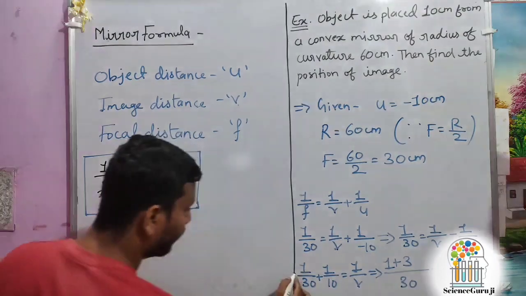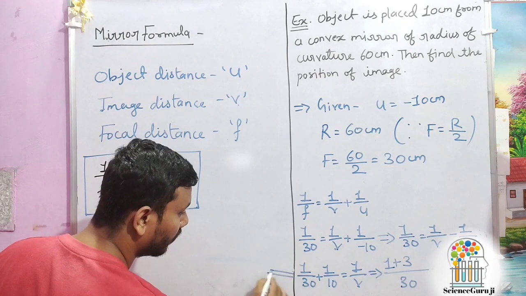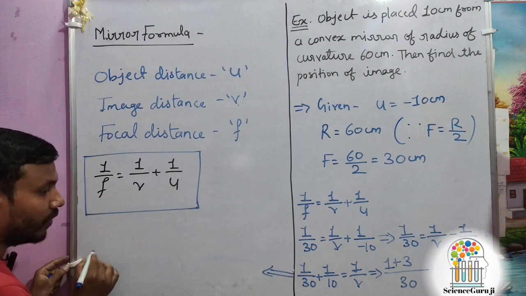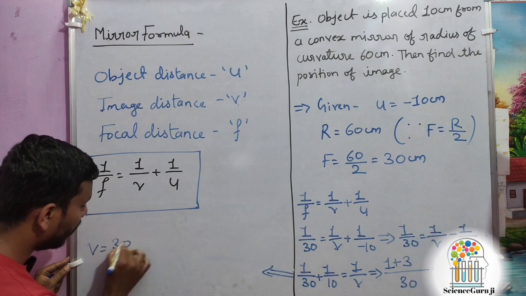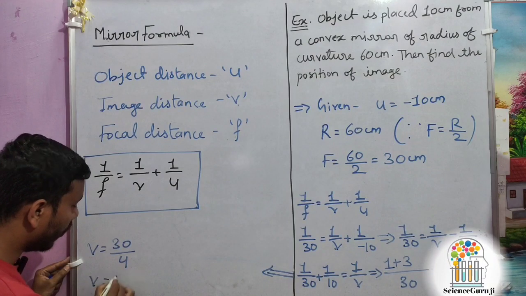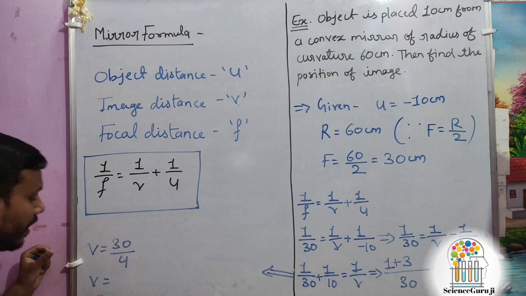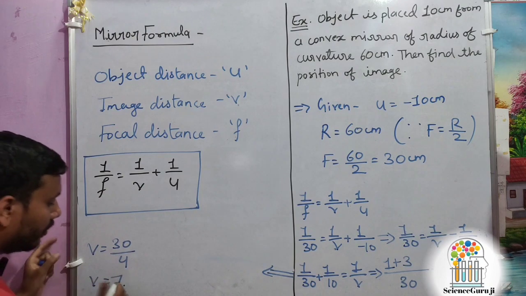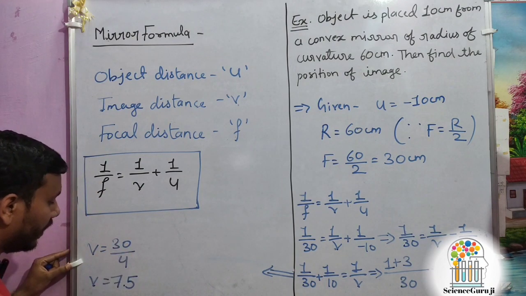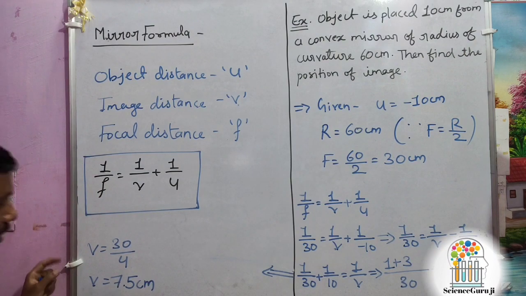Let's solve this over here. So v is equal to 30 upon 4. By solving, we get 4 ones are 4, and 4 sevens are 28. How much remains? 2 remains. So 4 fives are 20. It means v is equal to 7.5 centimeter. This one is our answer.